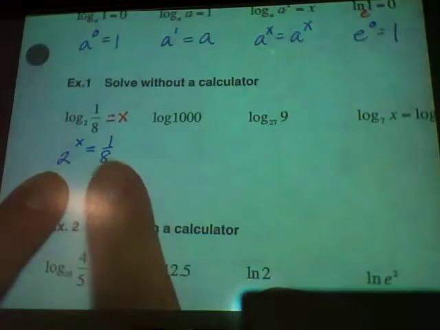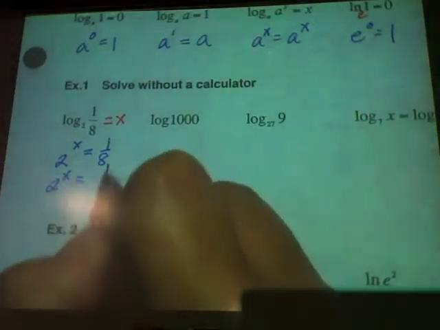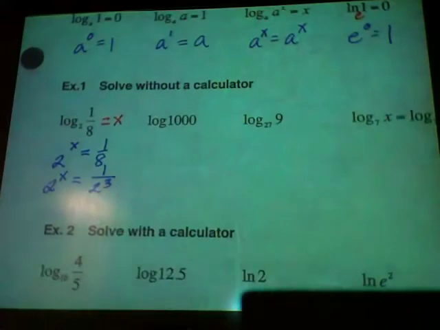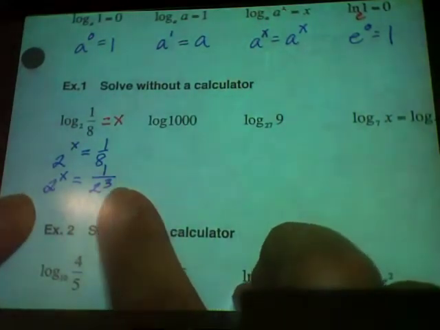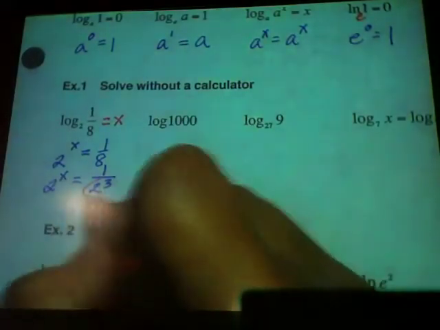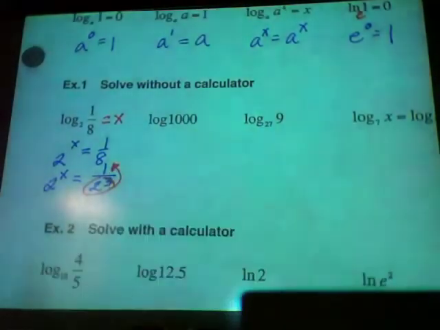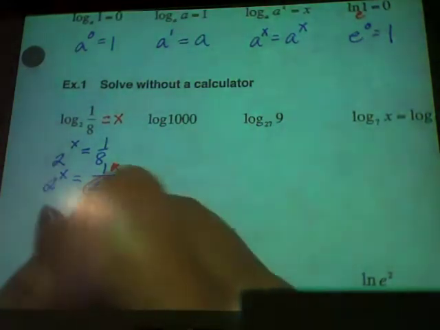The 8. Yes or no? Yeah. 2 to the what is 8? 2 to the third. So this becomes 2 to the x equals 1 over 2 to the third. Now I want to get this right side, so the base, this 2 to the third is not in the denominator. If I move 2 to the third into the numerator, what do you remember from algebra 1, 2, 3, 4? Yeah, it becomes 2 to the negative third, right?